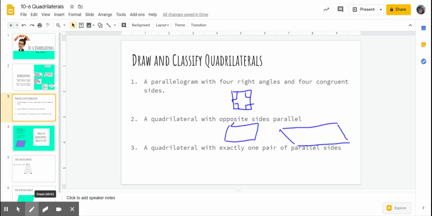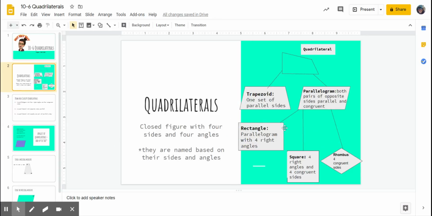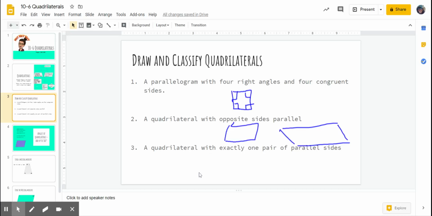Then the third one is asking you to draw a quadrilateral with exactly 1 pair of parallel sides. So it only has 1 pair of parallel sides. Going back, it's a quadrilateral, and the shape that only has 1 set of parallel sides is a trapezoid. So I'm going to draw a trapezoid.